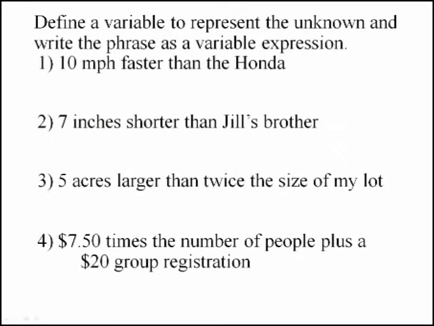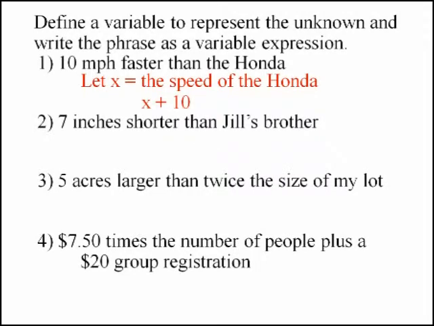Now we're going to define a variable to represent the unknown and write the phrase as a variable expression. 10 miles an hour faster than the Honda. Well, we don't know how fast the Honda is going, so we have to use a variable to represent that speed. So I'm going to let x equal the speed of the Honda, and then the variable expression that would represent 10 miles an hour faster than that would be x plus 10.